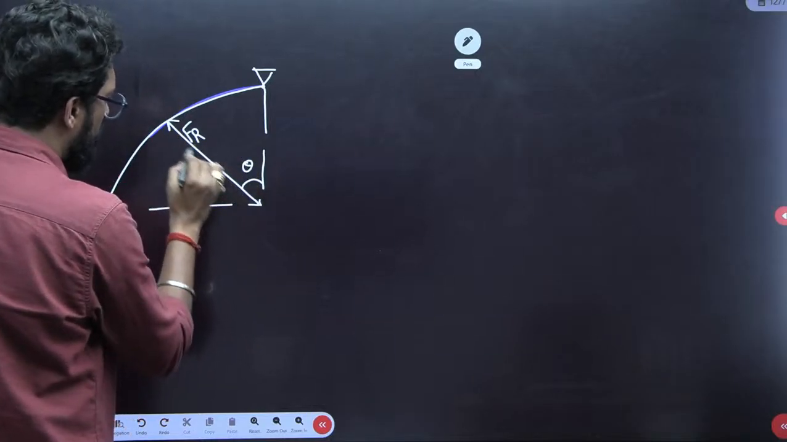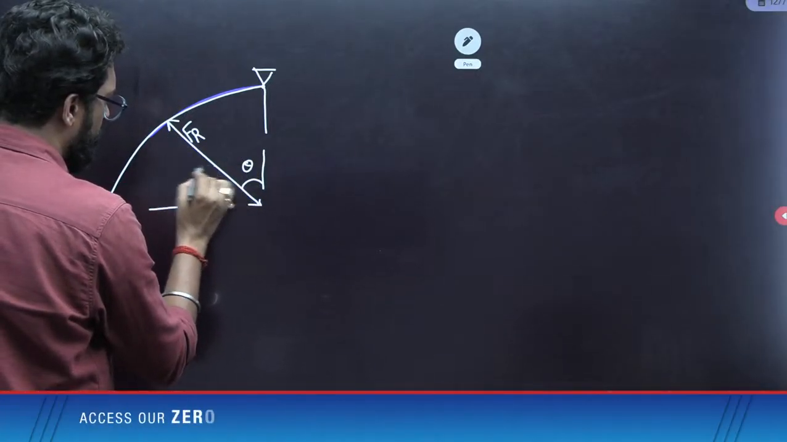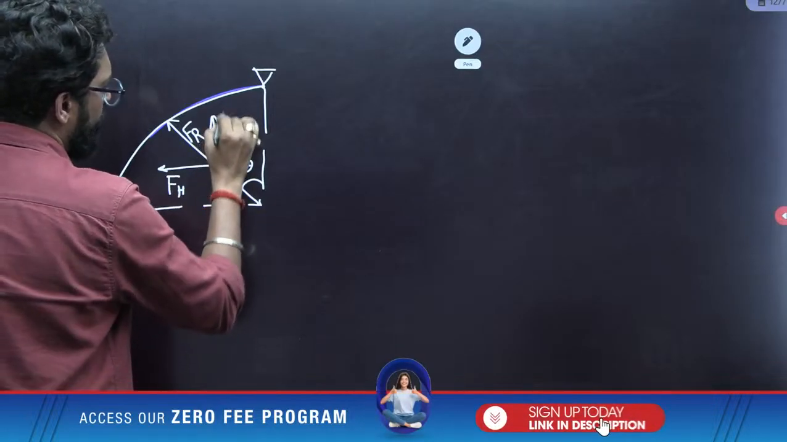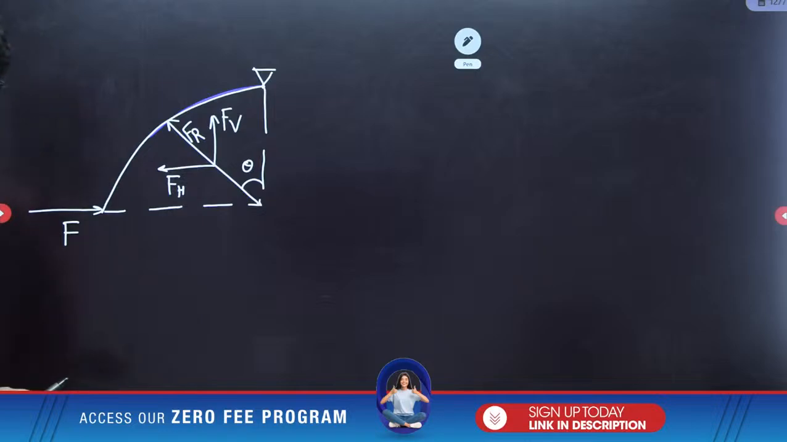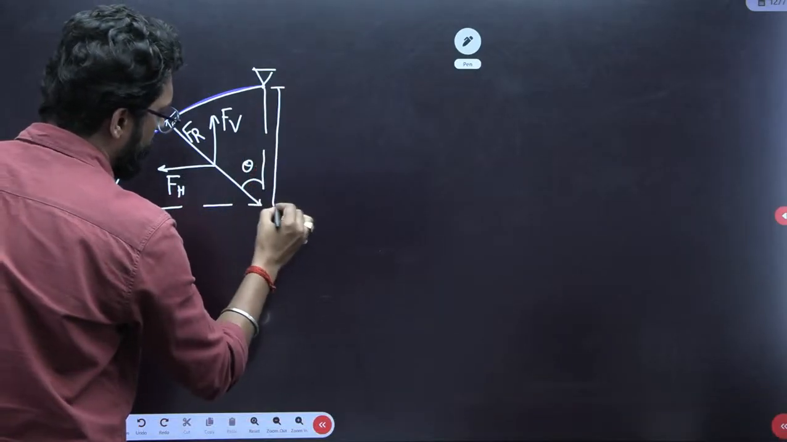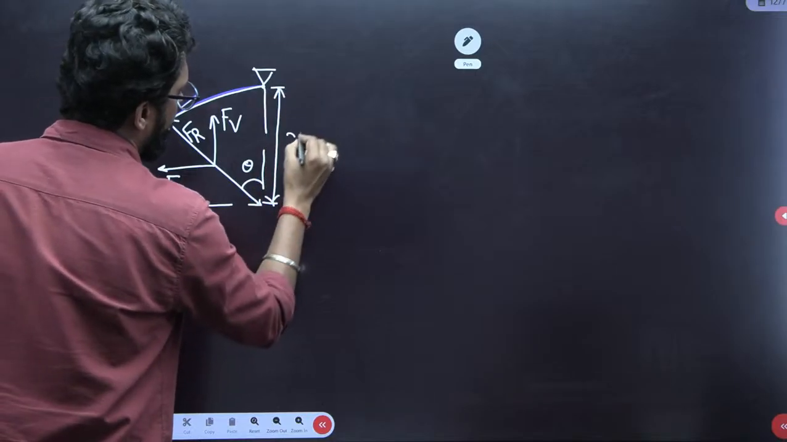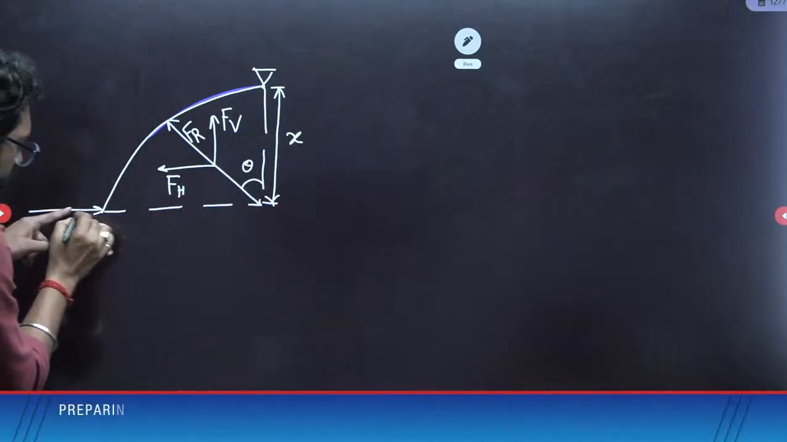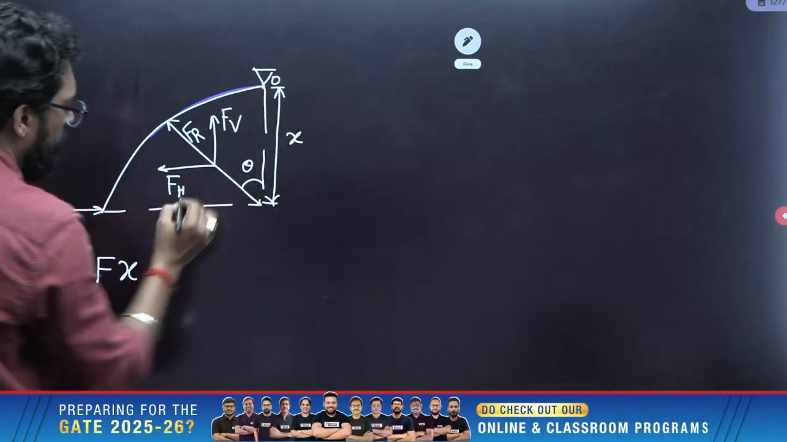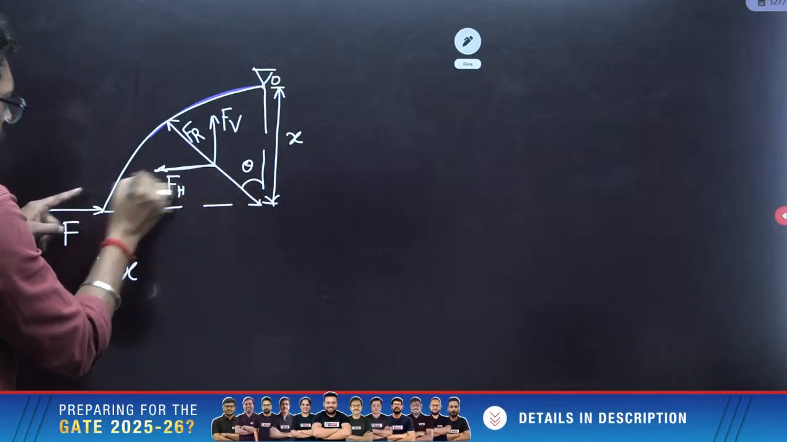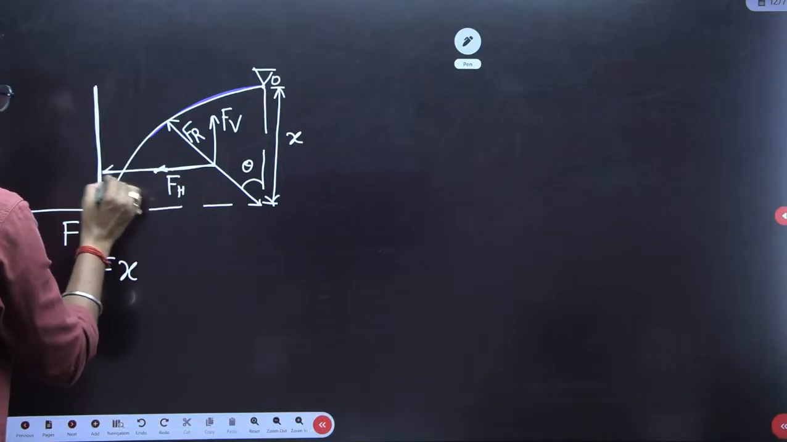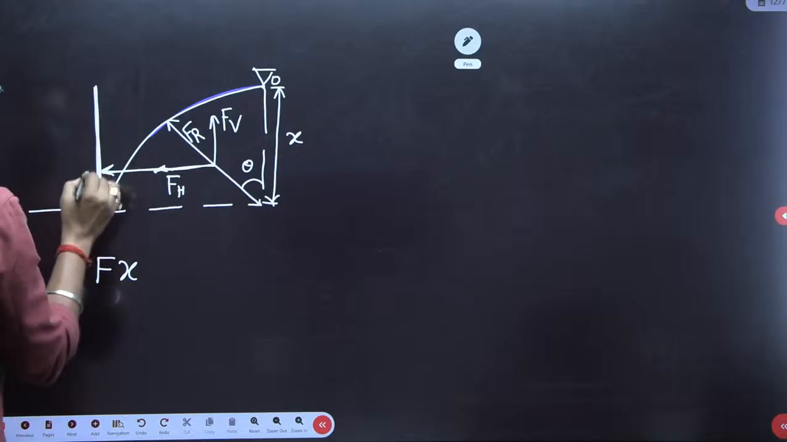This has components Fh and Fv. Clear? So we have to take the moment. Let's suppose this distance is x. So F into x at point O. This force will act at a vertical projection. This horizontal force will act at a vertical projection.